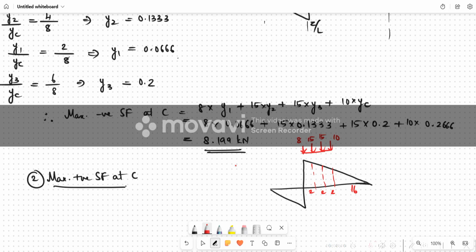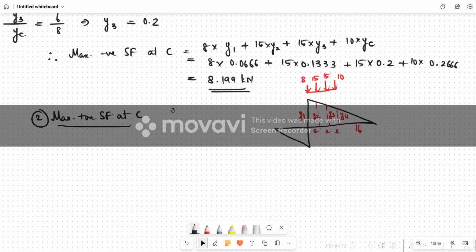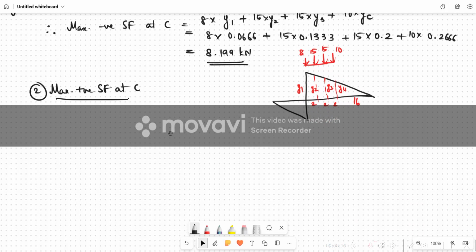Okay. So now let us mark this as y1, this y2, this y3, and finally y4. Okay. You have to now find what y1, y2, y3, and y4 are. So referring to this figure and from the principle of similar triangles, we can find out just like how we did earlier.